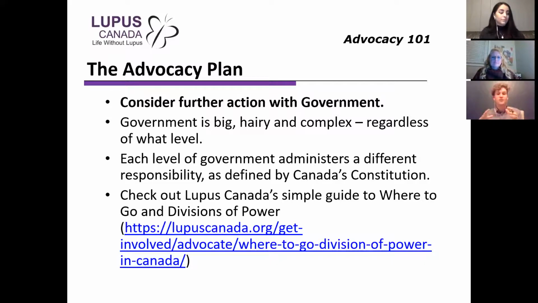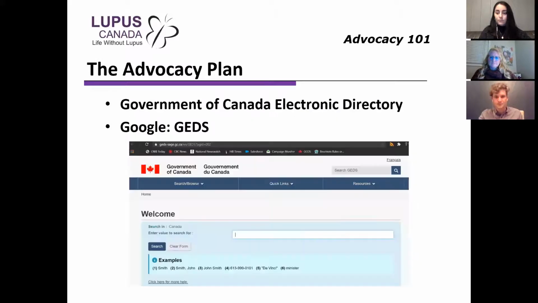So at the provincial level, they do things like access to healthcare, access to education. And then we have the municipal level, think local things: garbage, local pools, tennis courts, that kind of stuff. Lupus Canada actually has a pretty great guide, and there is a link here that you can go to that will explain those divisions of powers as well, so you can understand where to really go if your issue is with the government.